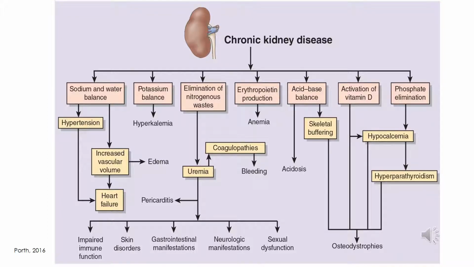This diagram is out of a Porth Pathophysiology book. I like it because it's a nice picture of all the different components that the kidneys control. And it gives you an overview of the different aspects of the comorbidities that can happen with chronic kidney disease. So a lot of these comorbidities happen as you approach stage 3, 4, and 5 into renal failure.